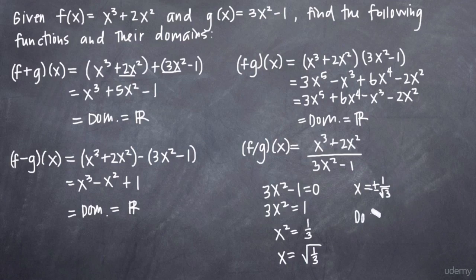So we can say that the domain of this function is equal to all real numbers except x equals positive or negative 1 over the square root of 3. So we can just say the domain is x not equal to positive or negative 1 over root 3. And that indicates that x can be any value except these two and defines our domain. And that's it. That's how you find the combinations of functions and their domains.